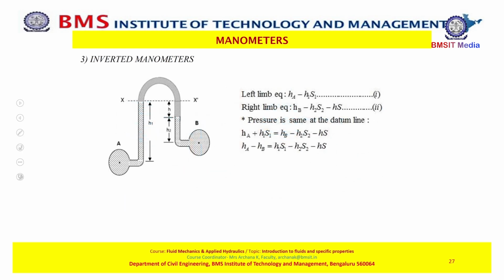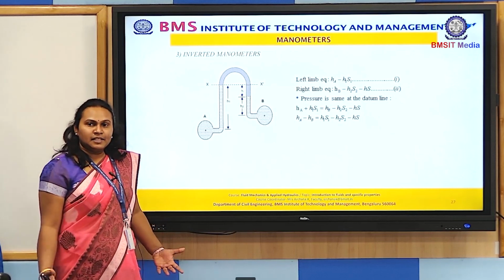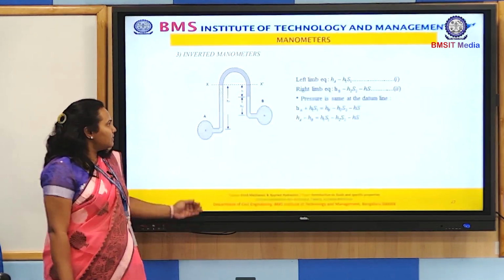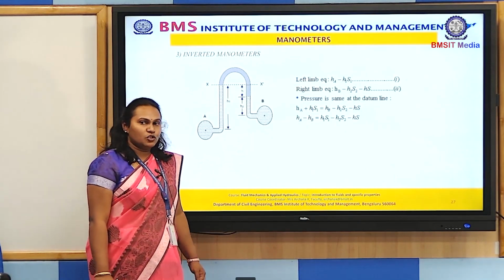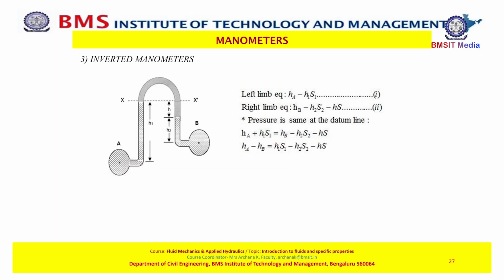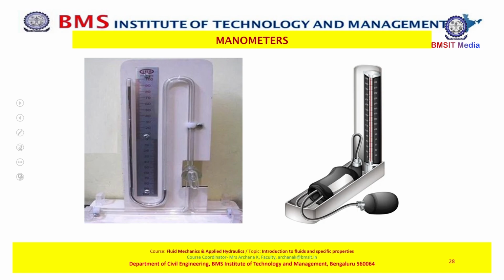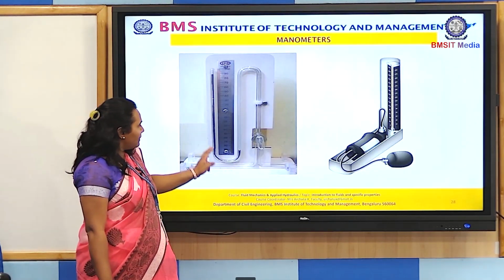So this is the inverted manometer. Similar to the other manometers, we have an inverted U tube connected here, and this is suitable for lighter measurement and lighter fluids. So what are the pictures of manometers? This is a typical U-tube manometer.